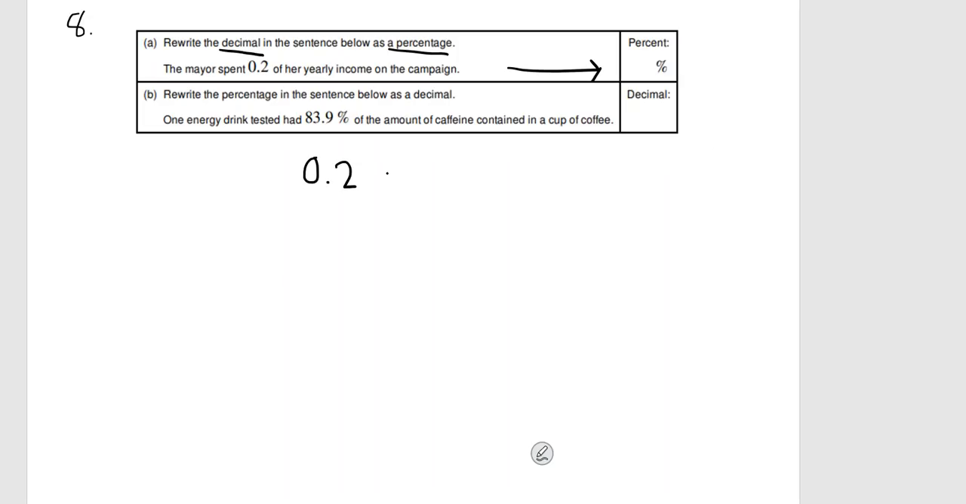So 0.2, if we want to change that to a percent, remember to go from a decimal to a percent, we move the decimal 2 places to the right. So that would be 20%. So the mayor spent 20% of her yearly income on the campaign. For part B, rewrite the percentage in the sentence below as a decimal. One energy drink tested had 83.9% of the amount of caffeine contained in a cup of coffee.